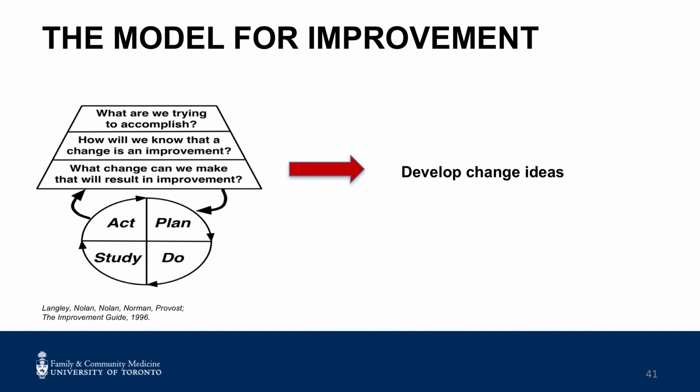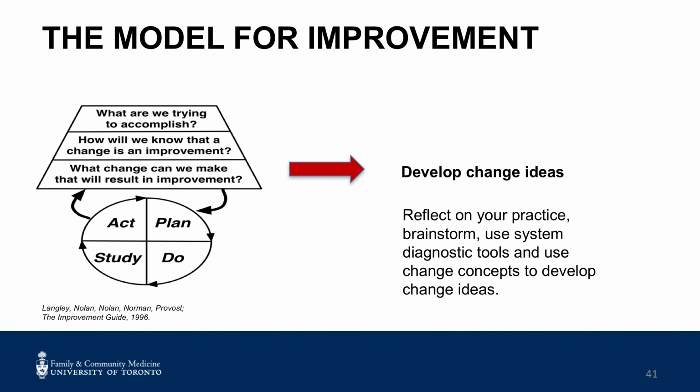The third question in the model for improvement asks us to identify the changes we can make that will result in an improvement. To identify changes that we believe will lead to improvement, we may reflect on our practices, brainstorm as a team, or use change concepts to develop change ideas. Recall from Module 2 on system diagnostics that we can also use tools such as the cause and effect diagram to assist us in identifying change ideas that are likely to be impactful.